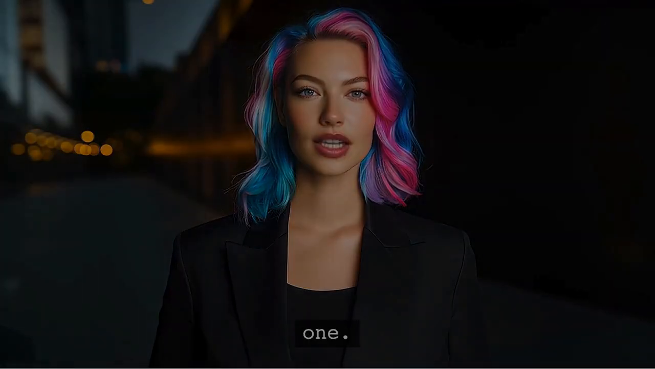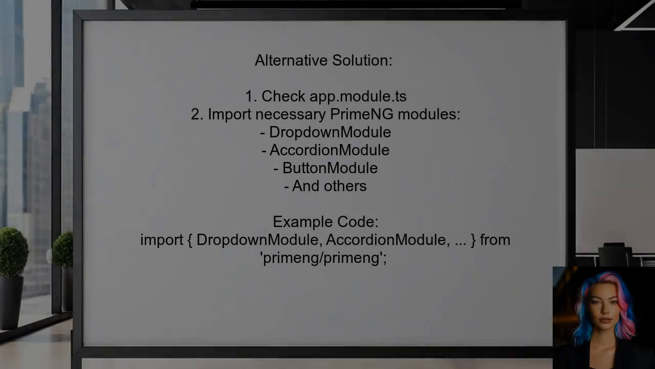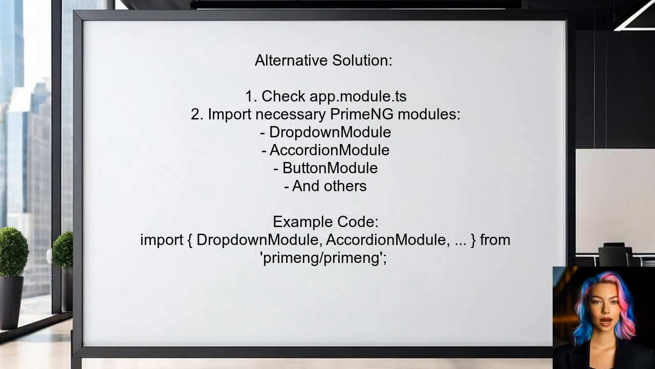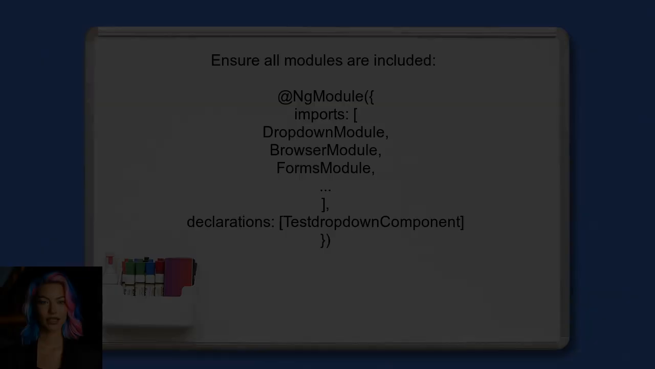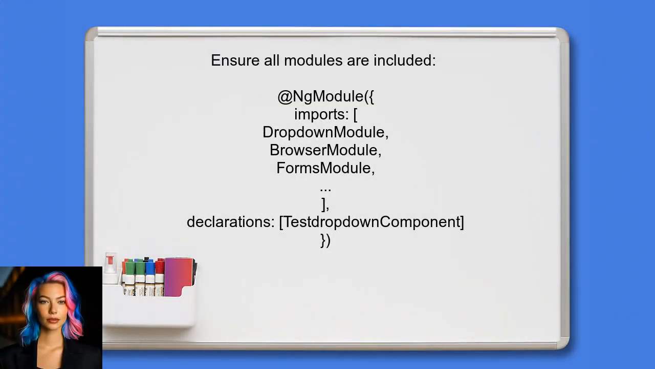Let's take a look at another one. An alternative solution provided by another user suggests checking your root module file, typically app.module.ts. They recommend importing the necessary PrimeNG modules, including DropdownModule, into your NgModule imports. Make sure to include all relevant modules in the imports array of your NgModule. This ensures that the p-dropdown component is recognized and can be used without errors.